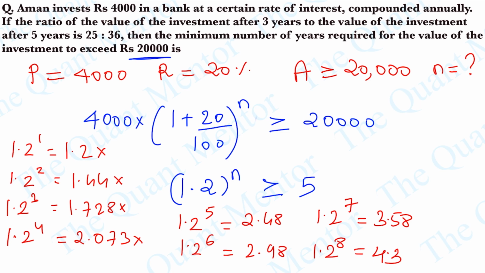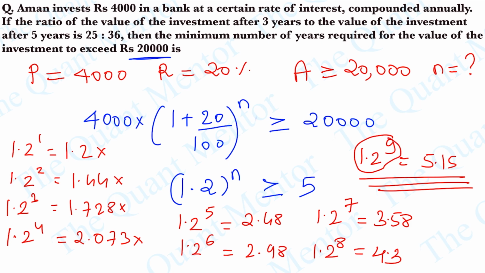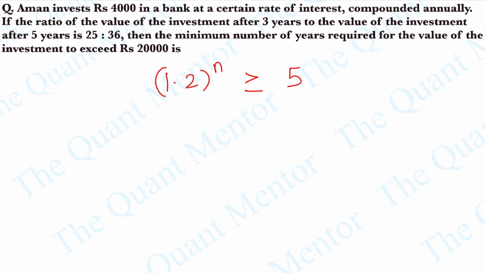Next step, you find out 1.2 raised to 9, and 1.2 raised to 9 is 5.19. Exactly what you want. The value 1.2 raised to N should be greater than or equal to 5. So 1.2 raised to 9 satisfies the given condition. Comparing N with the power of 1.2 here, N is basically 9. So that was one way of approaching the problem manually, putting in the value of N and trying to figure out what could be the number N that satisfies the given relation.